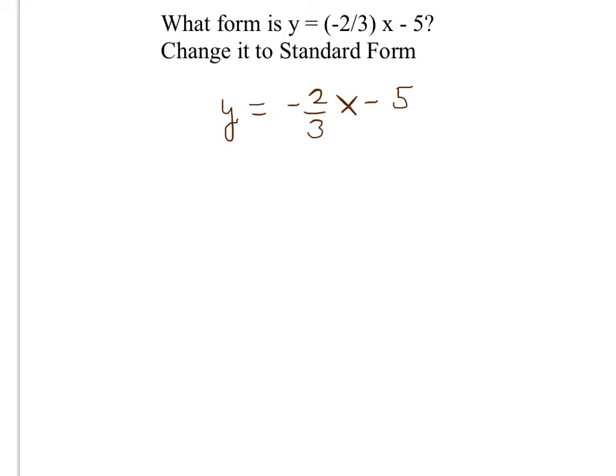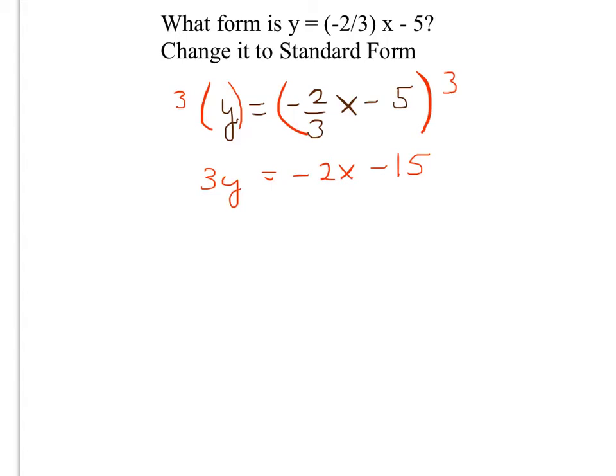So what we're going to do is multiply both sides of the equation by all the fractional denominators, or the common denominator, so in this case 3. We're going to multiply the left side by 3 and the right side by 3, which will give us 3y equals, remember to distribute, so negative 2x, because the 3's are reduced there, and then negative 5 times 3 is negative 15. So that's not standard form because we just have y by itself and the x's and the numbers are on the same side.